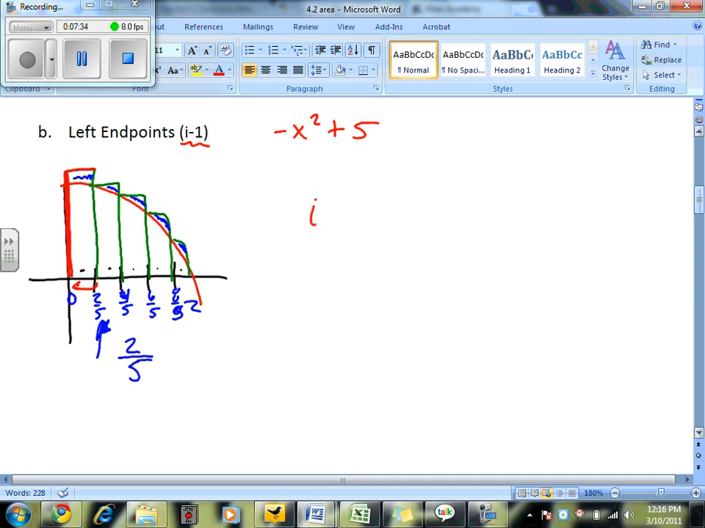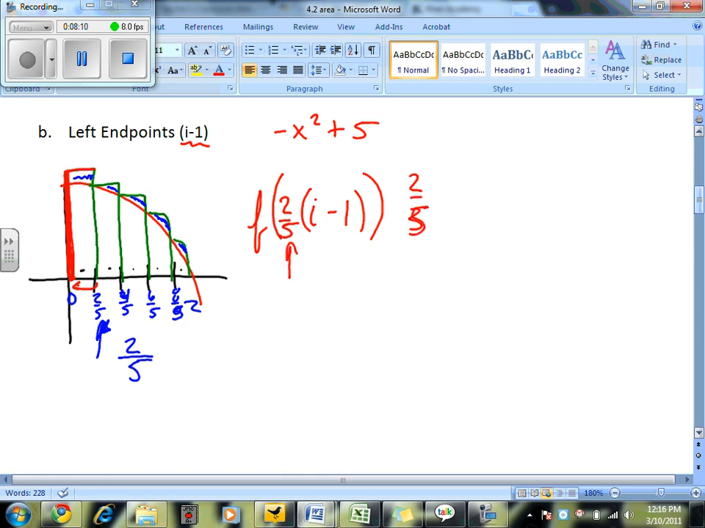So when I pick i minus 1, for our i's, if I pick 1, it's going to be 1 minus 1 is 0. So I'm going to plug in the point 0 to figure out what my height is. So when we're dealing with the left endpoints, we have to go i minus 1 for our intervals. All right, so we're still going to have a distance of 2/5. So we're still going to have our f of x here, and we're going to take it times our width, which is 2/5. So our interval is 2/5.